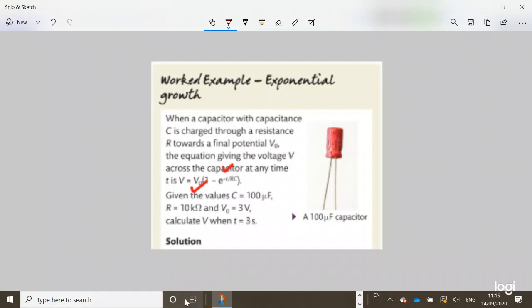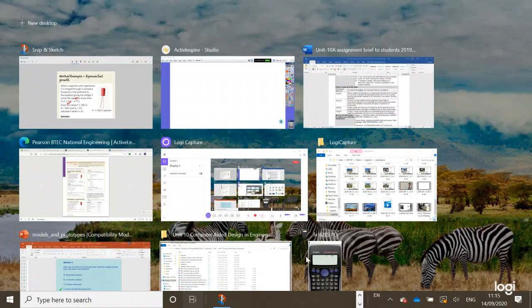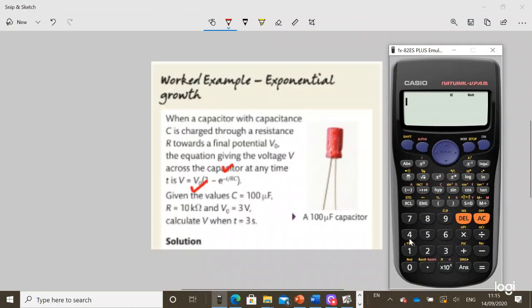And how would you type that in your calculator? What button would you use to put 10 to the power 3? I use this one here. Okay, so let's say R is 10, yeah? I go that button at the bottom and then 3.